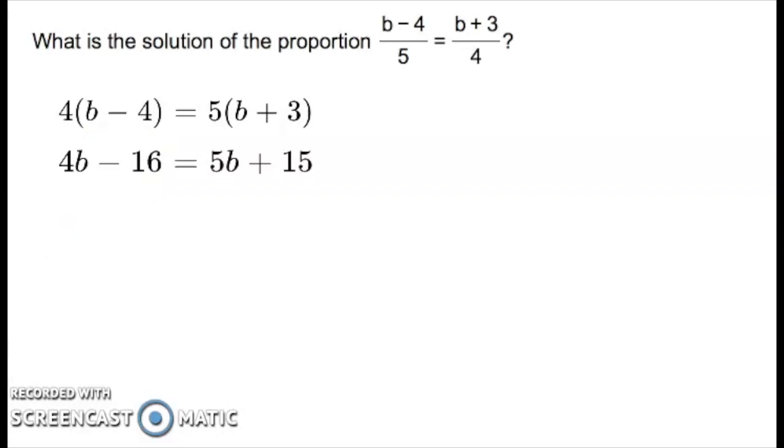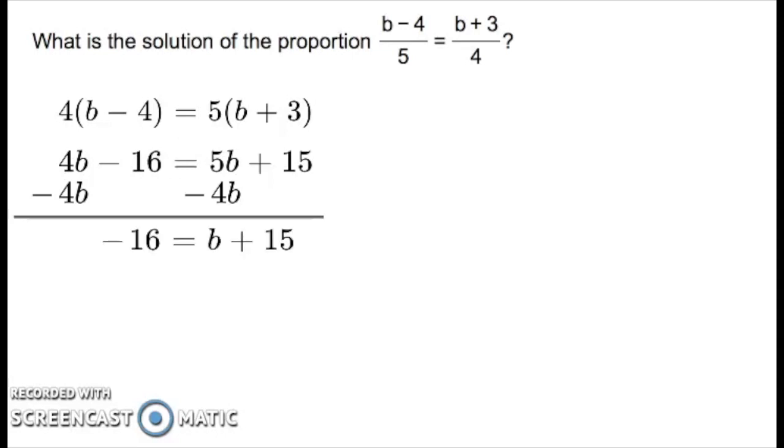We want the smallest variable, so subtract 4b from both sides. You'll get negative 16 equals b plus 15. Subtract 15 on both sides. You'll get negative 31 equals b. So that's going to be the answer.